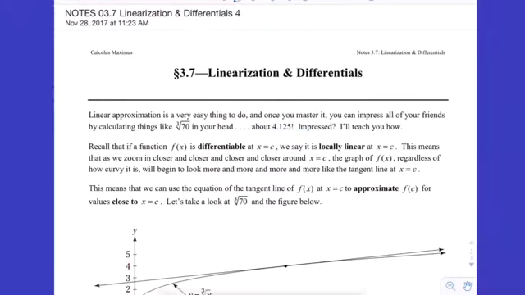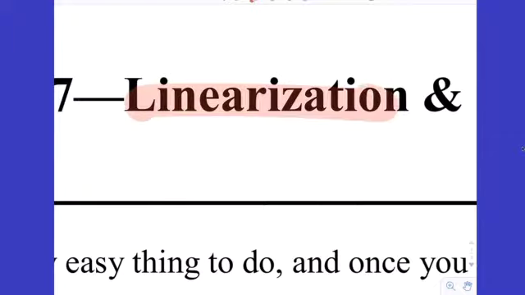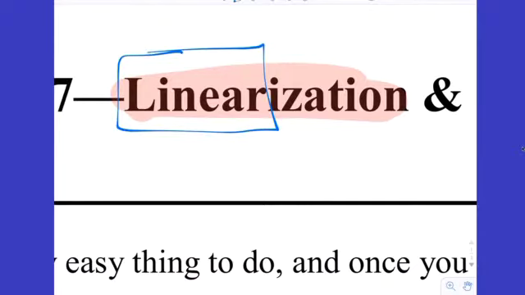All right, so 3.7. Really two topics here, and they're closely related to each other: linearization and differentials. So we'll look at linearization today. Linearization has a key word in it, right? And it's not "is," I-Z. It's linear, right? Linear. So lines are the easiest types of functions to work with.